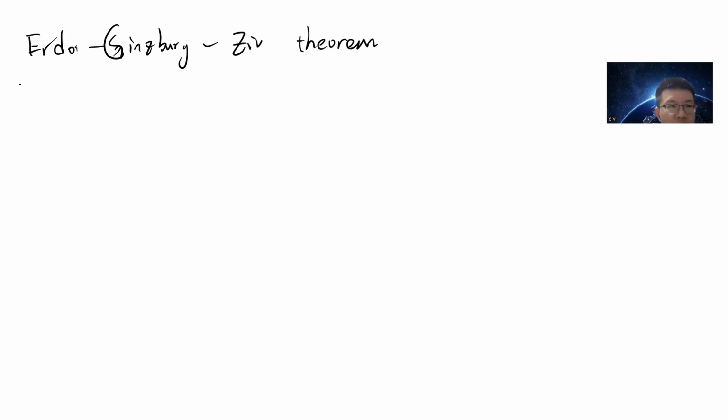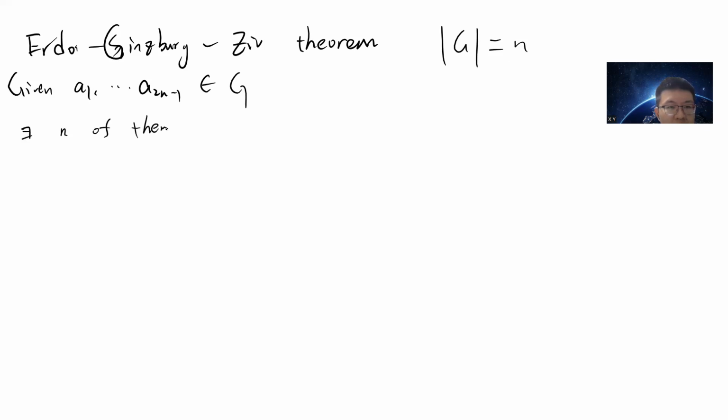Okay, so the theorem says that given a1 up to a_{2n-1}, so you take any 2n minus 1 numbers belonging to some abelian group G, where G is an abelian group with order n. Then you can always find n of them which sum to 0 in G. So basically you take any 2n minus 1 elements, and mysteriously there are always n of them which sum to 0.